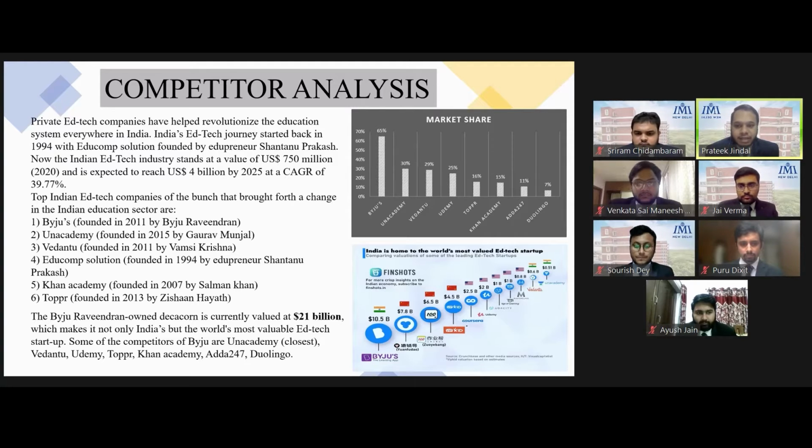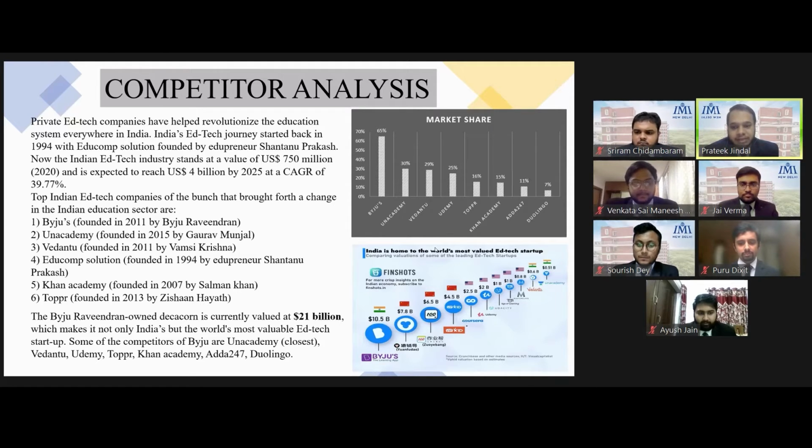Top Indian edtech companies of the bunch that brought forth a change in the Indian education sector are Byju's, Unacademy, Vedantu, EduComp Solutions, Khan Academy, and Topper. Out of these, Byju's has the largest market share of 65%, followed by Unacademy and Vedantu with 30% and 29% market share, respectively. Byju's is currently valued at 21 billion US dollars, which makes it not only India's but the world's most valuable edtech startup.